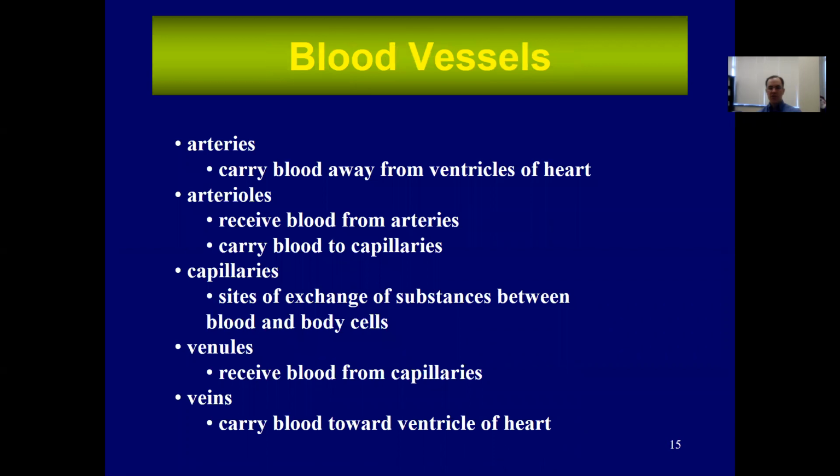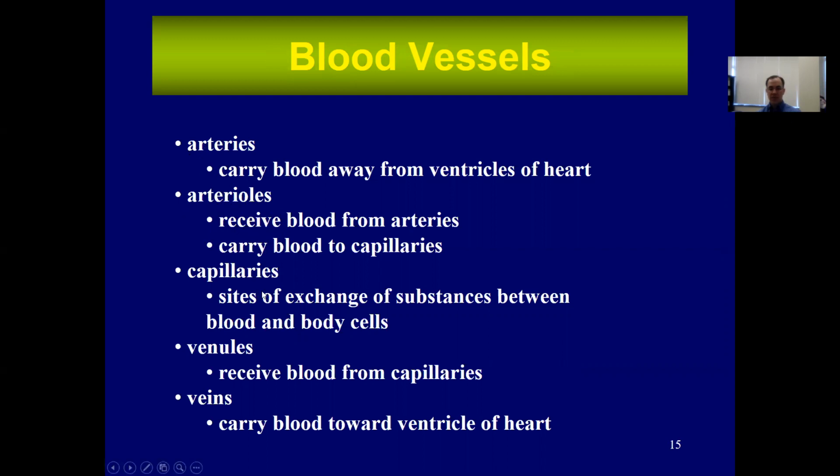You also have the blood vessels. It's important to know these, the order. You have the arteries, which carry the blood away from the ventricles of the heart. Arterioles receive blood from the arteries and carry blood to the capillaries. Arterioles are responsible for controlling the blood pressure throughout the body.